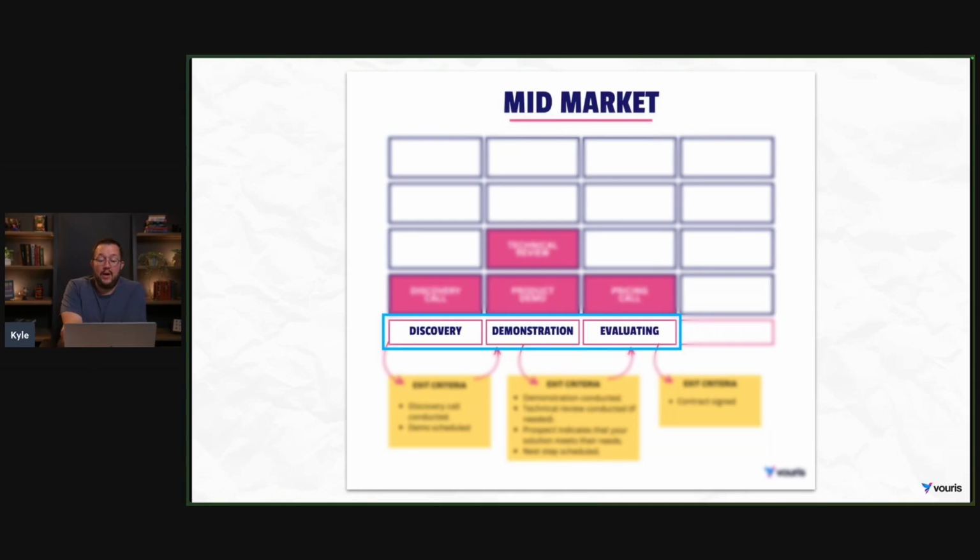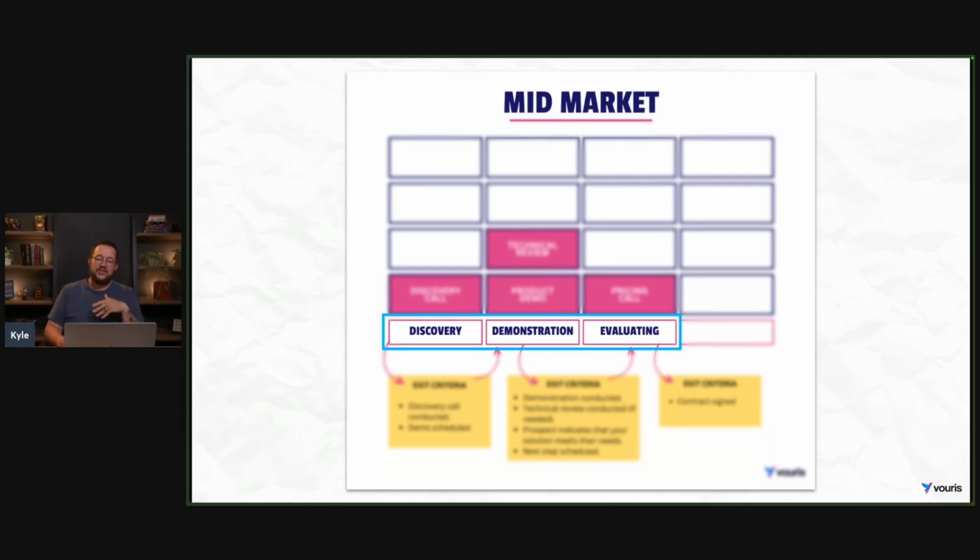Okay, so right here in this example, we have a discovery call. So hey, I booked a meeting. We do a discovery call to make sure this is a good fit. Then we move into a demonstration where we actually walk through our product. And then the next one is evaluating, where we evaluate if it makes sense for us to use a solution or not. They might have an internal meeting. Maybe you're talking through a proof of concept, whatever it might be. So here's an example for a mid-market sale.